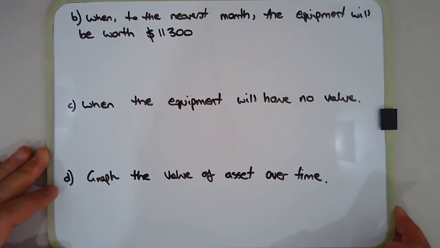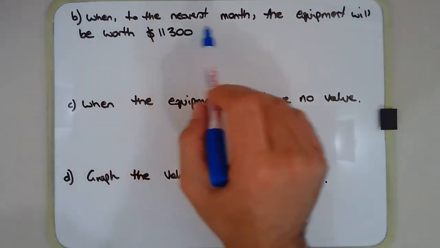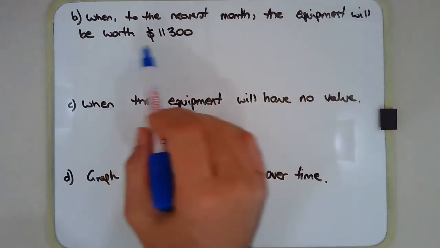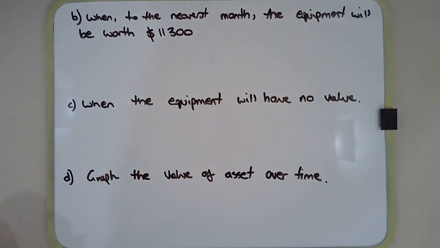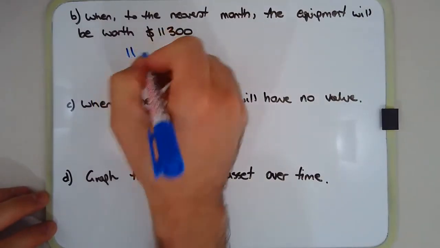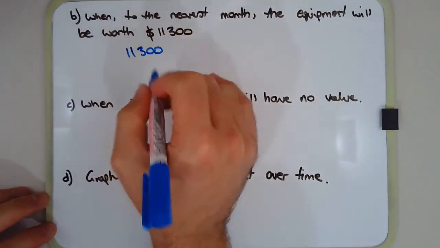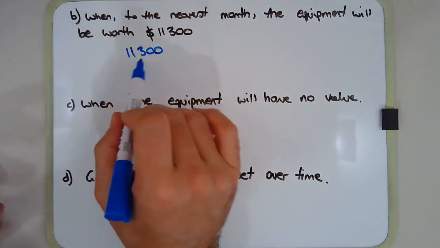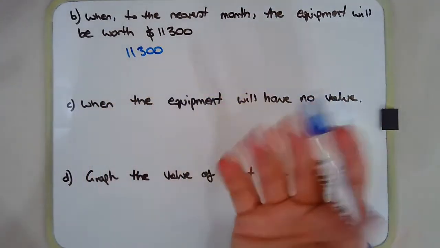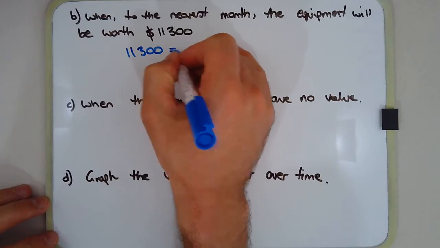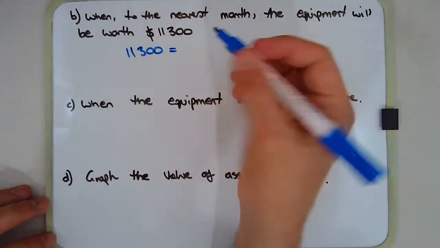Okay, let's have a look at part B. To the nearest month, when will the equipment be worth $11,300? Let's use the formula again. So the salvage value is $11,300. That's the value of the computer equipment at some point in time. That's what we're trying to find, the point in time.